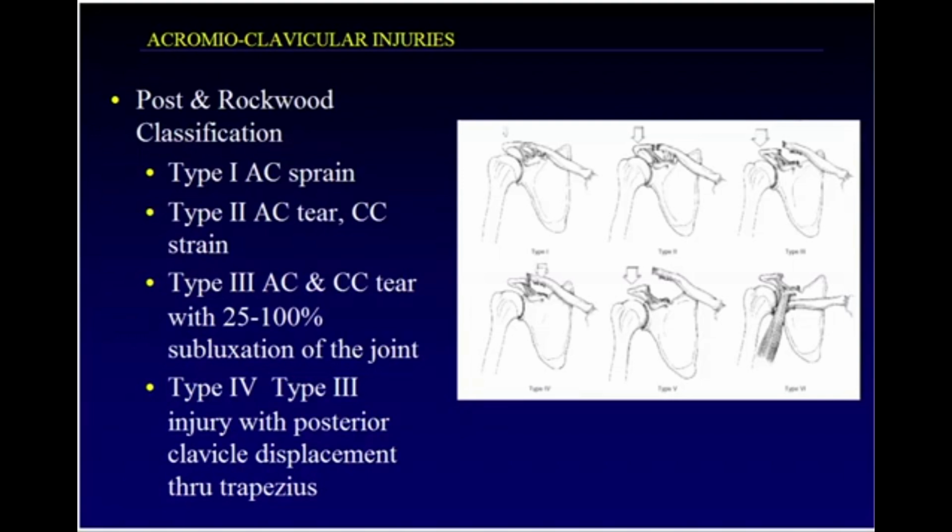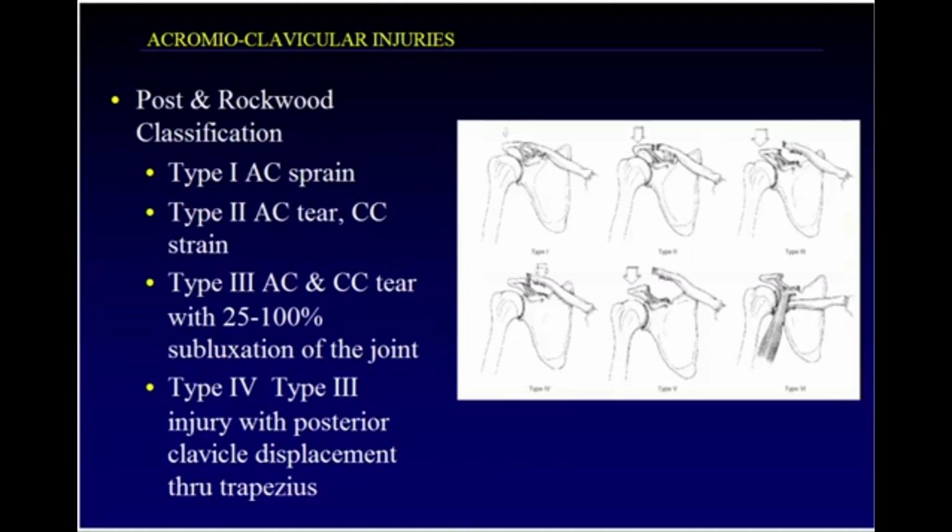A type 1 is a simple sprain injury of the AC joint. A type 2 is where you do have a tear of the acromioclavicular ligament, but the coracoclavicular ligaments are intact. So there'll be relatively minimal to no displacement seen radiographically. A type 3 injury, you have both the AC ligament and the CC ligaments torn, and those patients will have significant subluxation of the joint. The type 3 injuries are the ones that typically present the therapeutic dilemma for us.